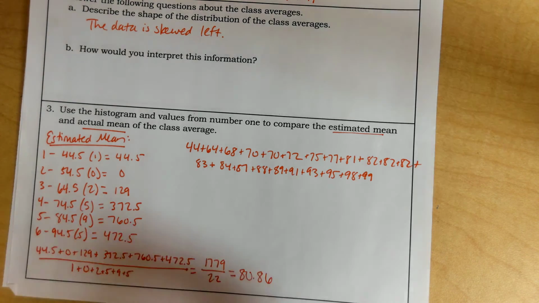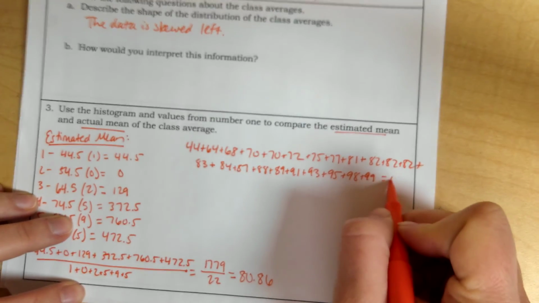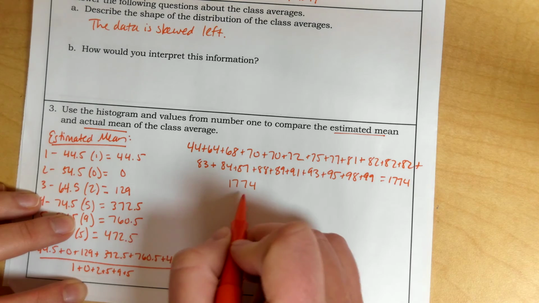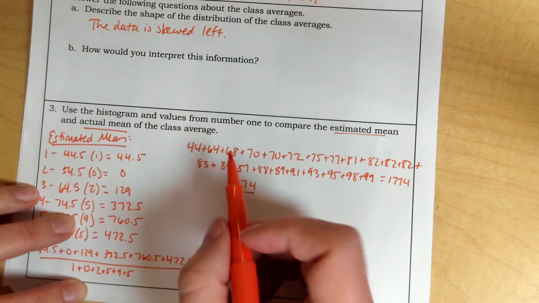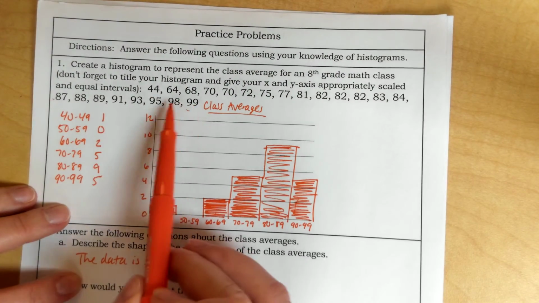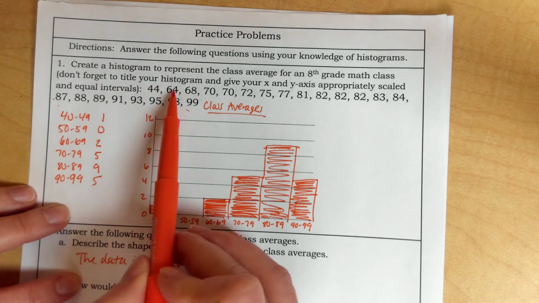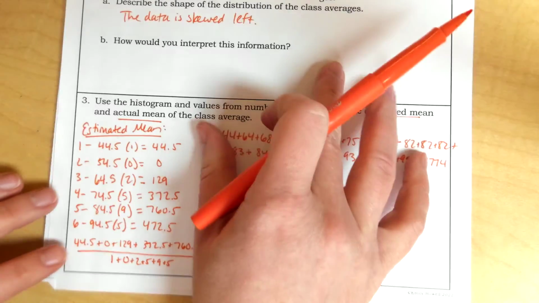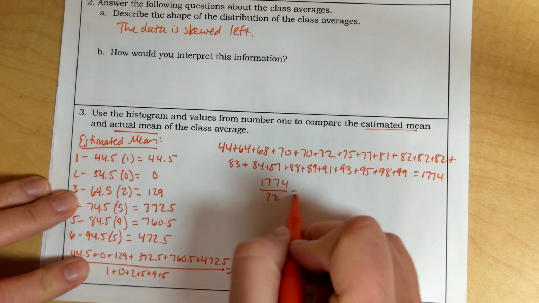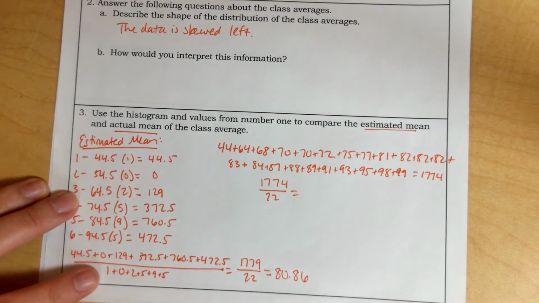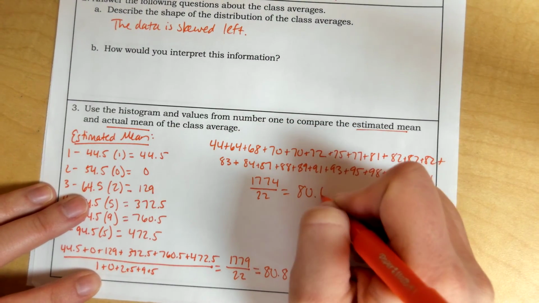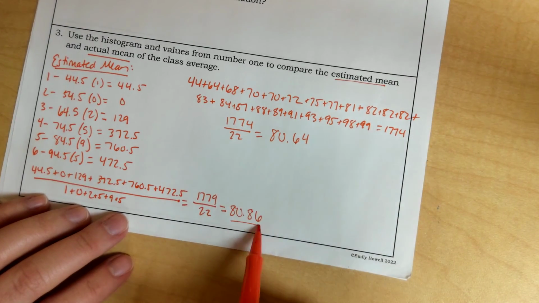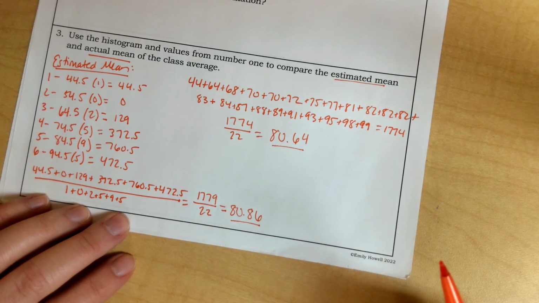We get a value here of 1774. So 1774 is the sum, and we again have 22 values. Just to double check, 1, 2, 3, 4, 5, 6, 7, 8, 9, 10, 11, 12, 13, 14, 15, 16, 17, 18, 19, 20, 21, 22 students. So we're going to be dividing by 22. When I divide those, I get 80.64. So I have an estimated mean of 80.86 and an actual mean of 80.64.